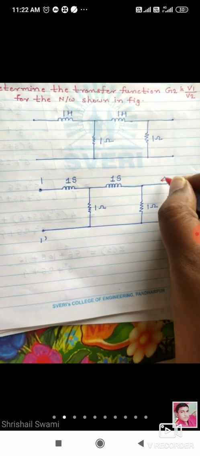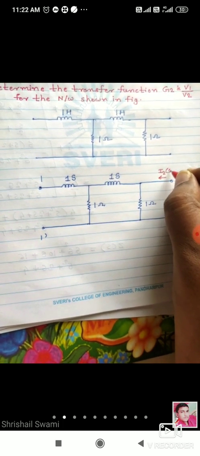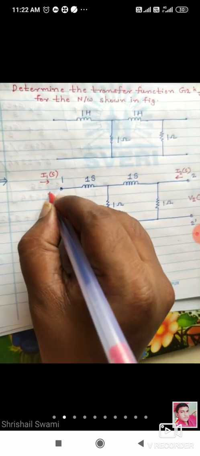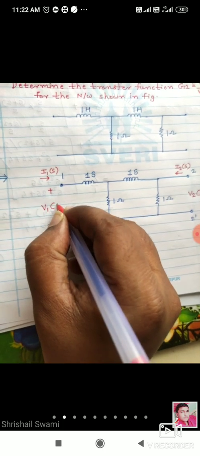Okay. Now mention the variables. Give the port names 1 1 dash, 2 2 dash. This is V2 of S. Current is I2 of S. This current is I1 of S. And this voltage is V1 of S.